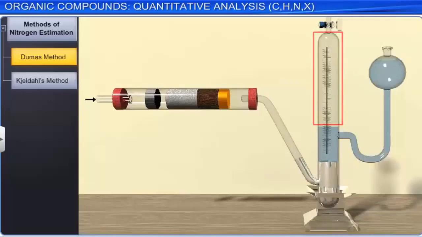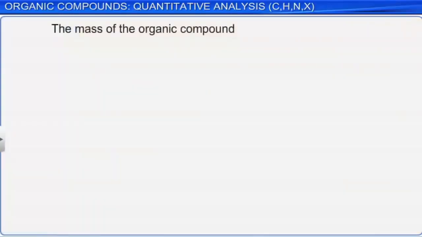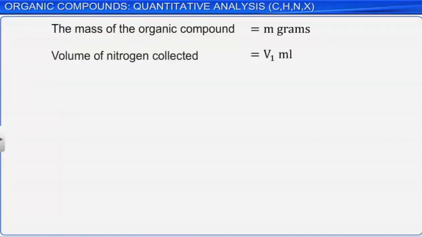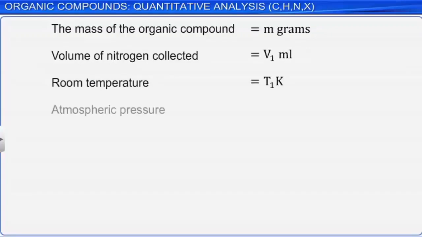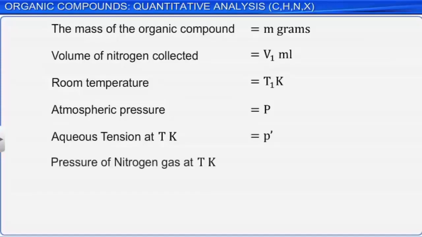If the mass of the organic compound is m grams, the volume of the nitrogen collected is V1 ml at room temperature of T1 Kelvin. The atmospheric pressure is P and the aqueous tension at T Kelvin is P dash. Then, the pressure of nitrogen gas at T Kelvin is atmospheric pressure P minus aqueous tension P dash. Let this be equal to P1.